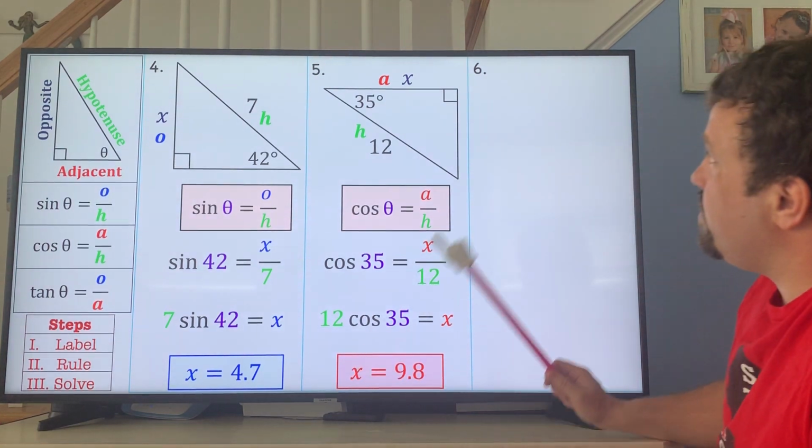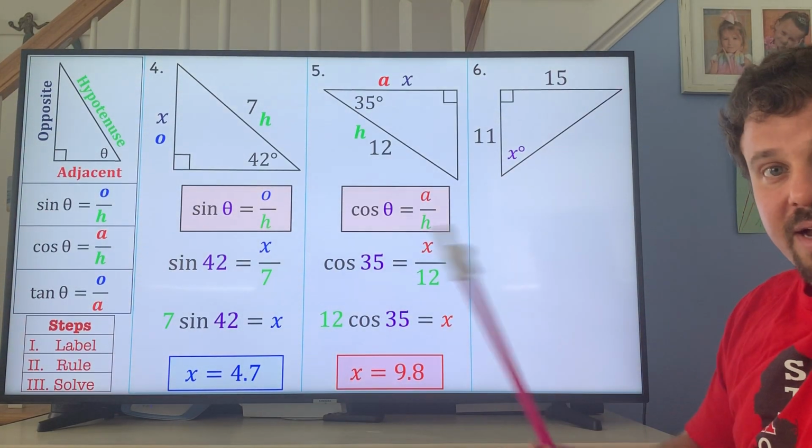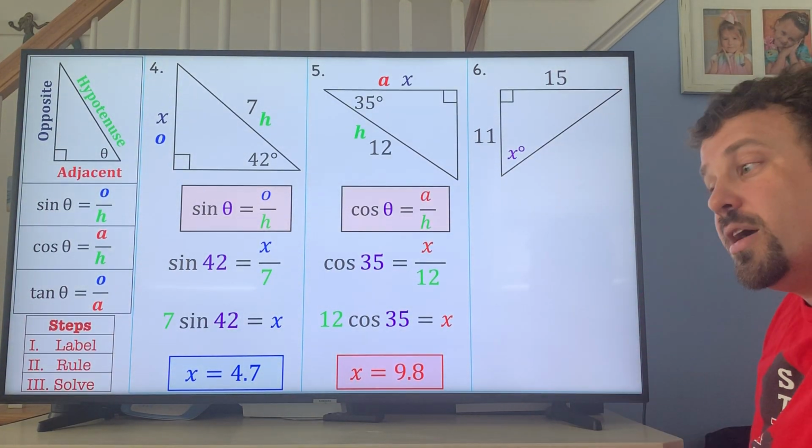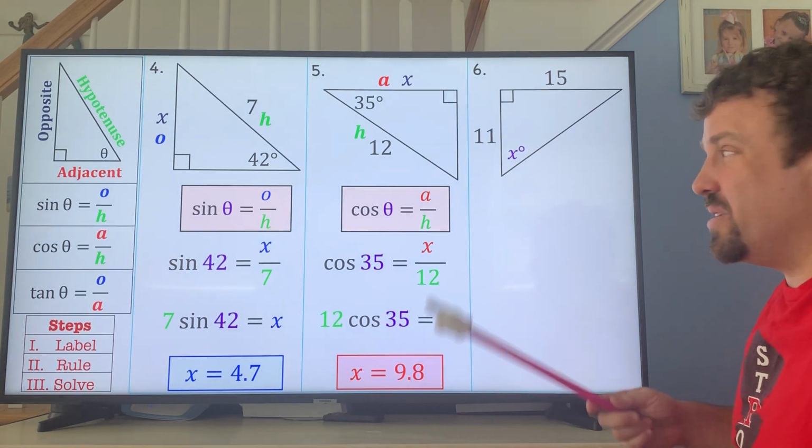Now, next one, number 6. Reagan is back to help us if we need it. They're trying to do a review right now. Hopefully it's working, maybe not.